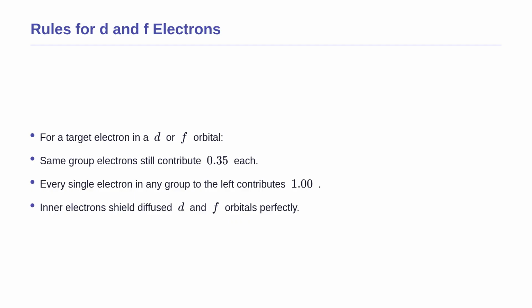The rules change slightly but significantly if our target electron is in a d or f orbital. Just like before, any other electron in that exact same group contributes 0.35. However, because d and f orbitals have complex, diffused shapes that do not penetrate well toward the nucleus, all inner electrons shield them perfectly. Therefore, every single electron in any group to the left contributes a full 1.00. This distinction is vital for understanding transition metals.